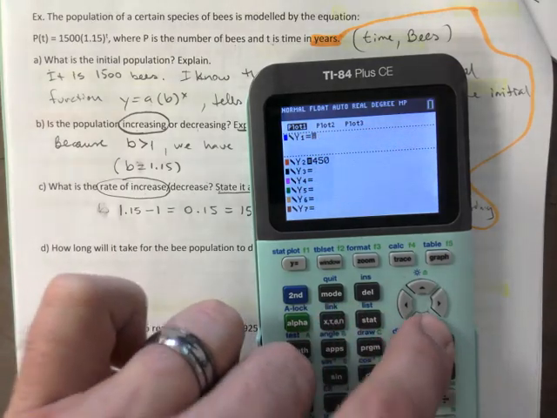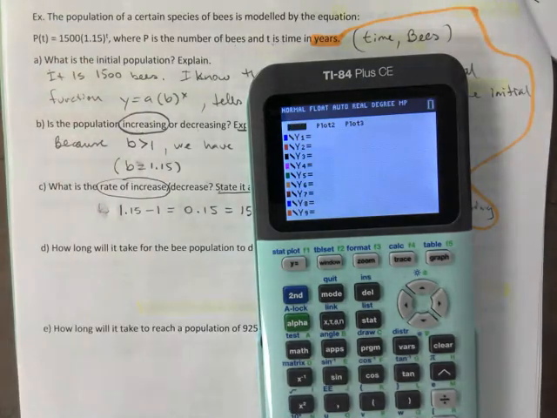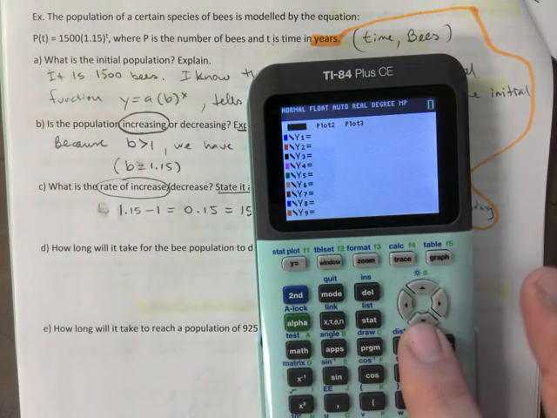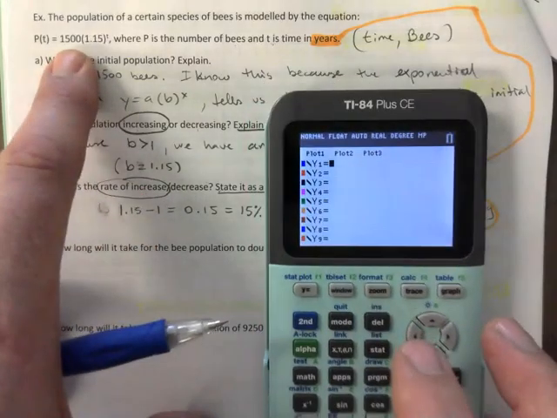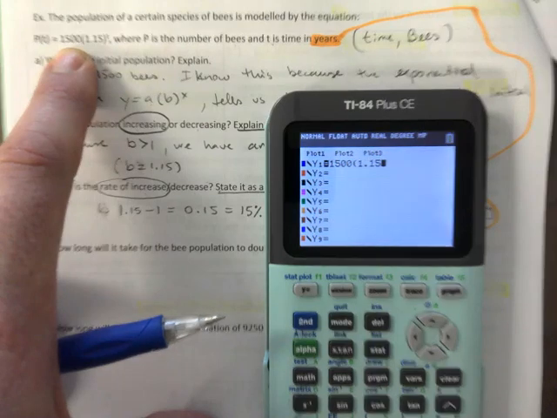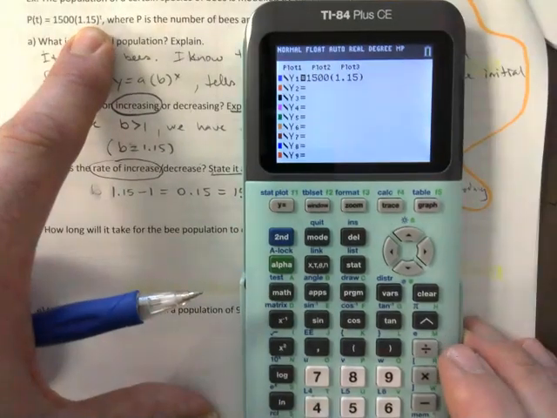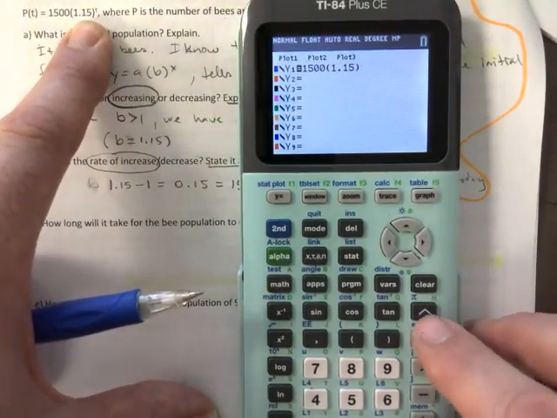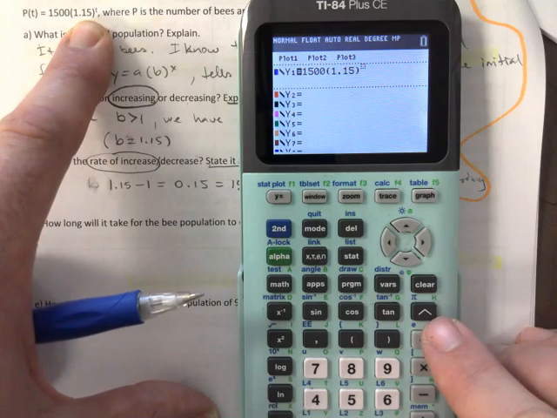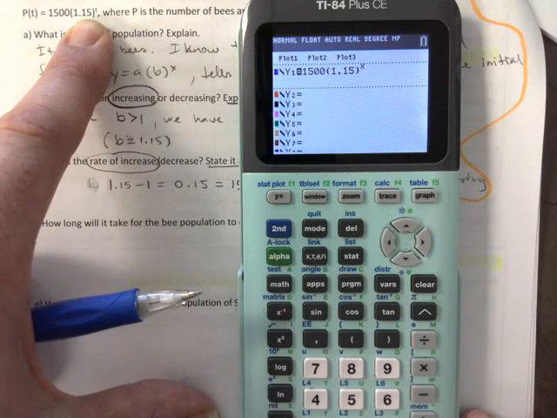Remember, we're entering our equation manually, so go ahead and turn off plot 1. You don't want that on at all. And then we're just typing this in. 1500, 1.15, use your brackets, right? And here's the kicker, this is very important. You got to go exponent, right? Exponent, and then type x. Okay.